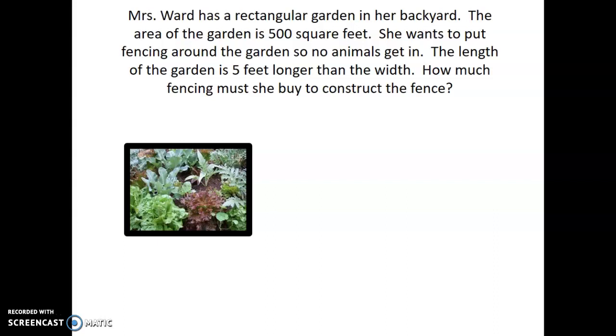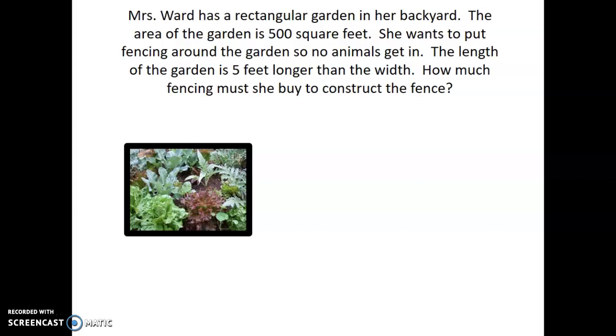Okay. So in this first question, we have Mrs. Ward. She has a rectangular garden in her backyard. Since it's a rectangular garden, what you want to do when you do these types of problems is draw the picture of a rectangle. The area of the garden is 500 square feet. She wants to put fencing around the garden so no animals get in. The length of the garden is 5 feet longer than the width. How much fencing must she buy to construct the fence?